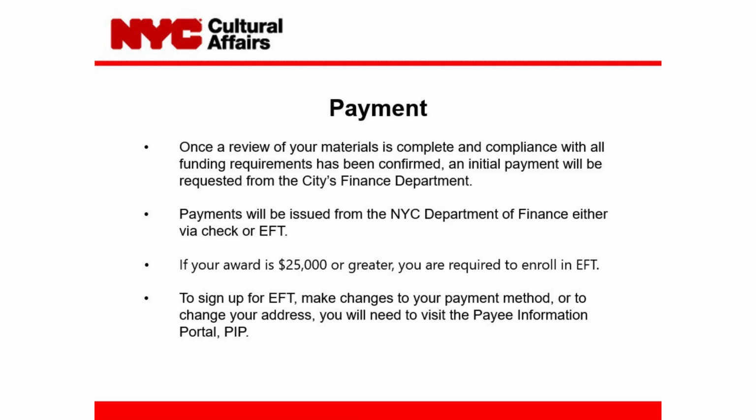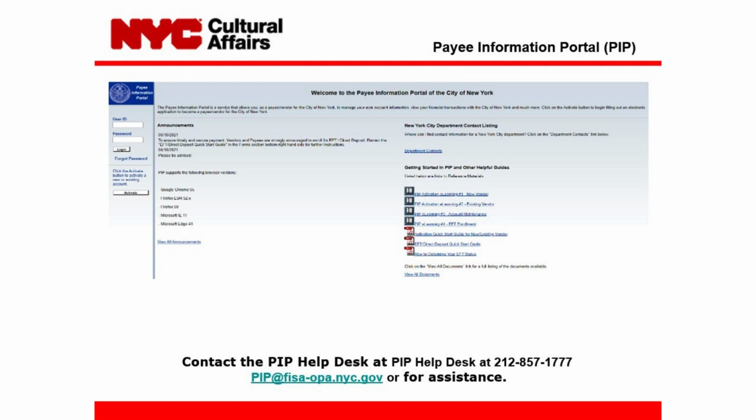That said, all organizations are eligible and encouraged to sign up for EFT regardless of grant amount. To enroll in EFT, make changes to your payment method, or to change your address, you will need to visit the city's Payee Information Portal, PIP. This is PIP's login page. This website is linked twice in the Funding Requirements document. You'll find it on page 3 under For Grantees with New Mailing Addresses, and again on page 7 under Payment.